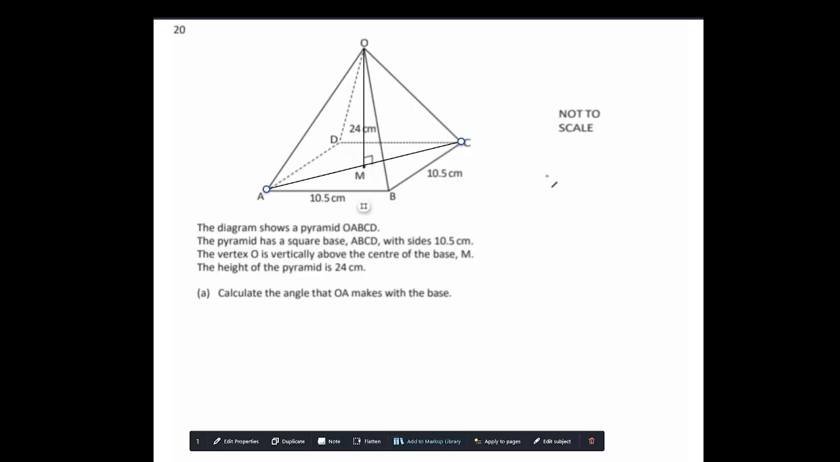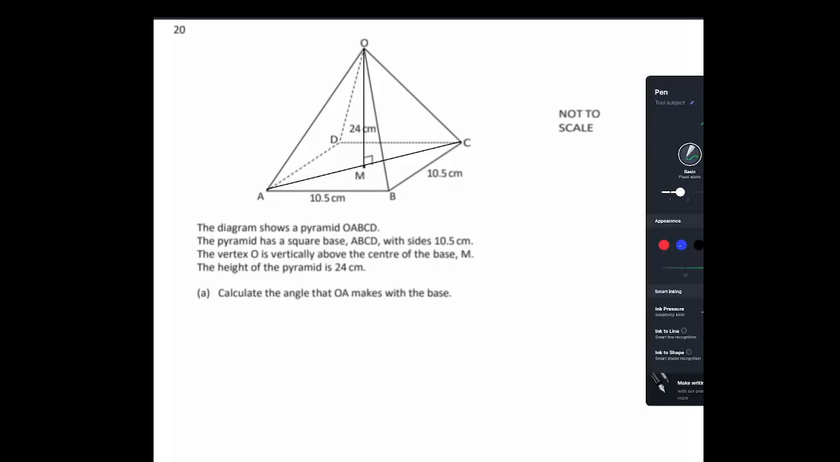Question number 20. The diagram shows a pyramid OABCD. Okay, here once again there is an editing problem, students. There should be a line here from O to M. And there is also a line like this. Okay, this is the diagram given here.